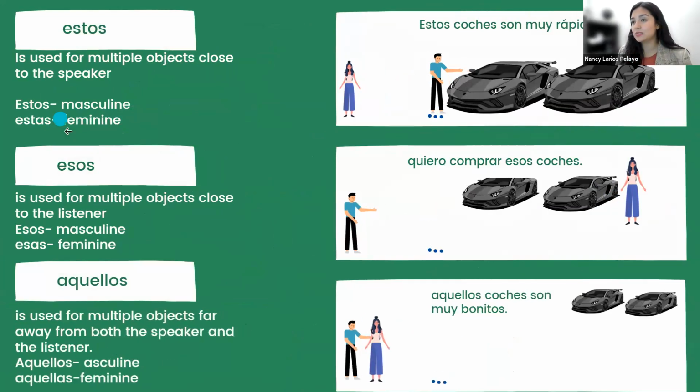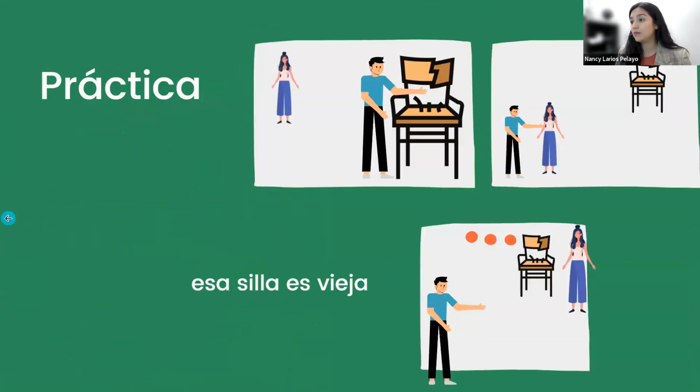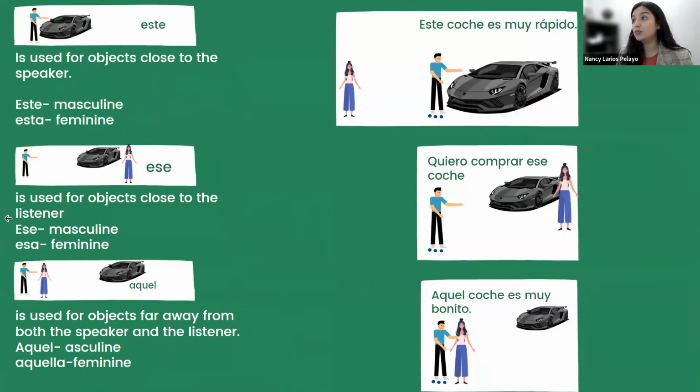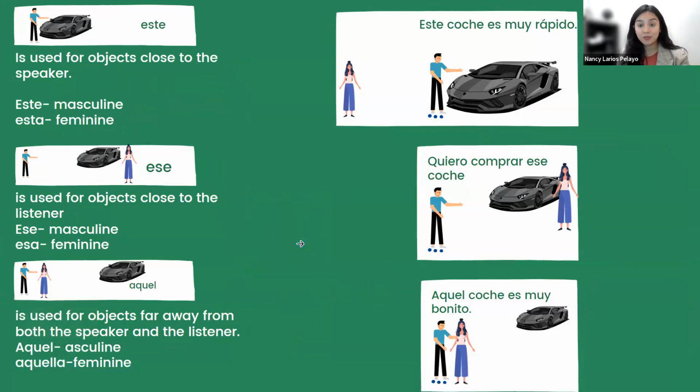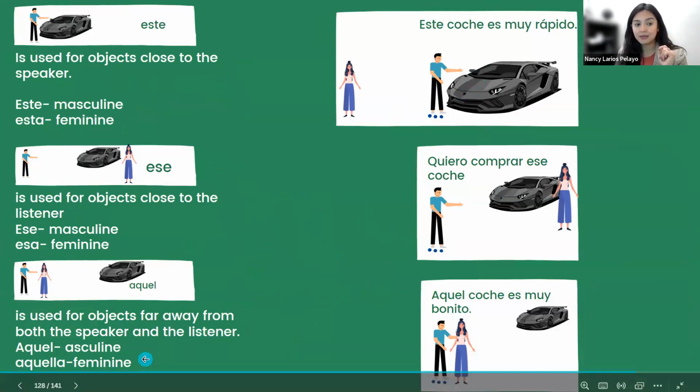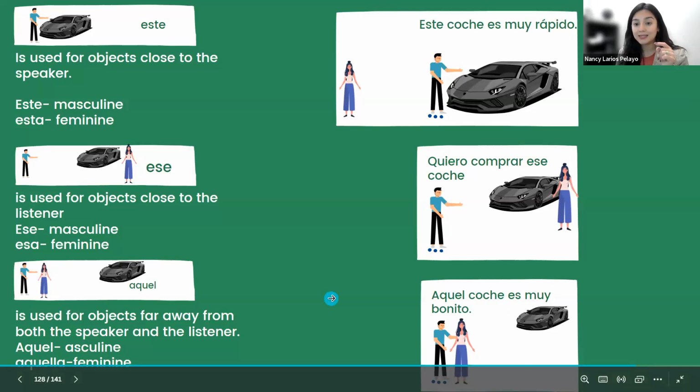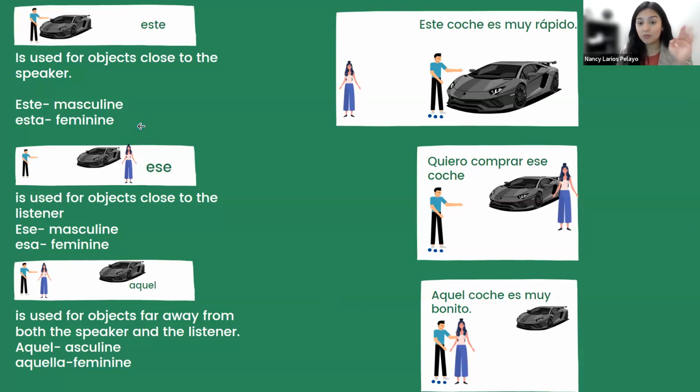Okay, chicos. Entonces, we know the singular versions, ¿sí? Para una cosa, for one object, ¿sí? So, este, esta, ese, esa, aquel, y aquella. So make sure you have these in your notes, right? This is singular objects, one object. Este carro, esta silla. Ese carro, esa silla. Aquel carro, aquella silla. ¿Sí? Masculine and feminine, singular objects. Talk about one object. Look at that object over there, one.